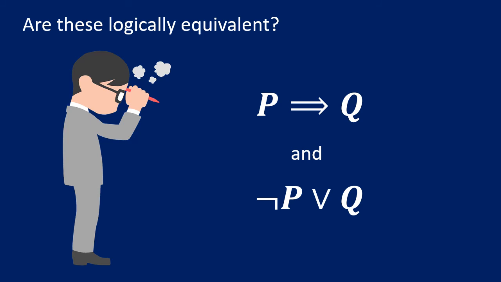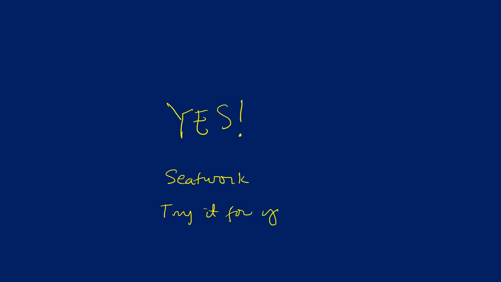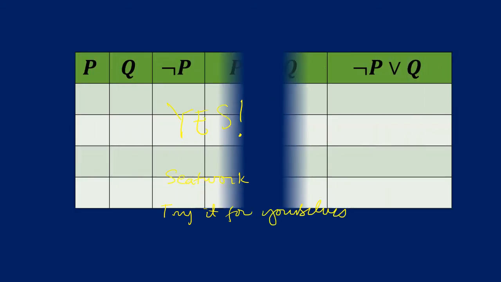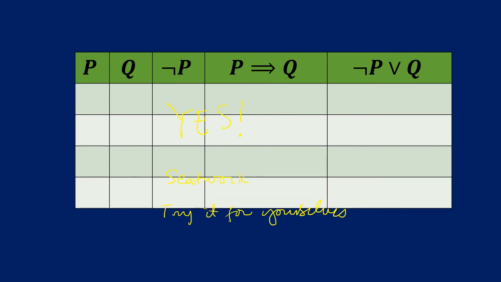Okay, let's look at this one. Are the statements P implies Q and not P or Q logically equivalent? I will leave it to you as an exercise because I already spent a lot of time doing truth tables. But yes, they are logically equivalent. All right? So that's seat work. Try it for yourselves. Okay. I will no longer do that.